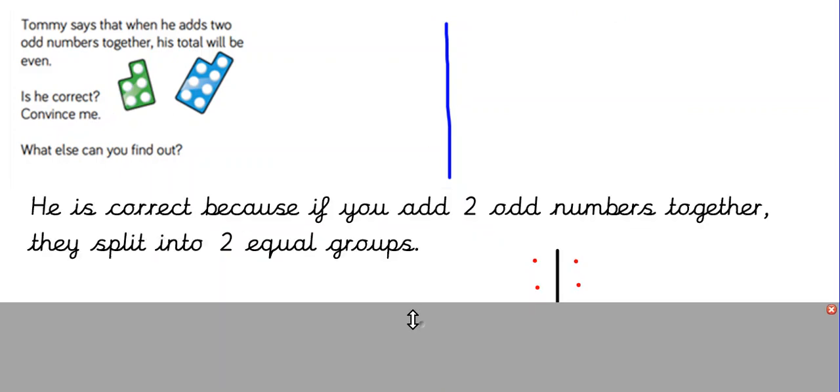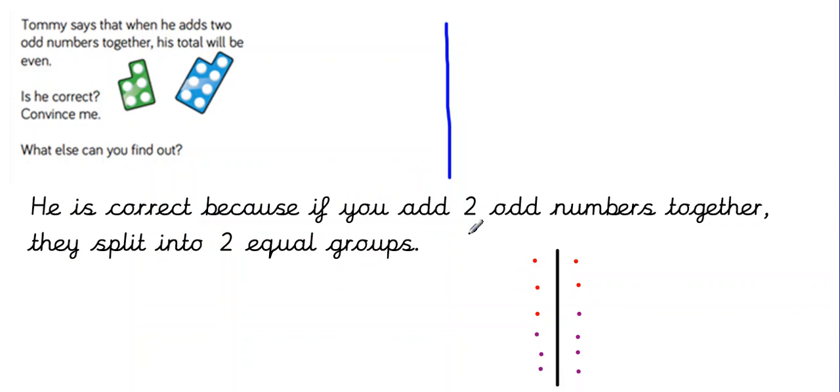Okay, then let's have a look. So he is correct. If you add two odd numbers together, they split into two equal groups. So if we have a look at my diagram here, I have done the first 5 in red, and then I've done the next 7 in purple. So if I count each group, I've got 1, 2, 3, 4, 5, 6 in this group. And in this group, I've got 1, 2, 3, 4, 5, 6 also. Okay? So because I've got the same in each group, it means that my total number is even. Therefore, he is correct.